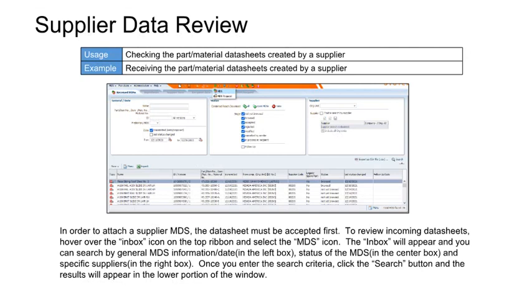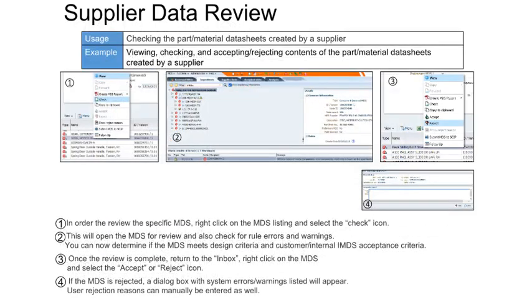Supplier data review. In order to attach a supplier MDS, the datasheet must be accepted first. To review incoming datasheets, hover over the Inbox icon on the top ribbon and select the MDS icon. The inbox will appear and you can search by general MDS information, date, in the left box, status of the MDS, in the center box, and specific suppliers, in the right box. Once you enter the search criteria, click the Search button and the results will appear in the lower portion of the window.